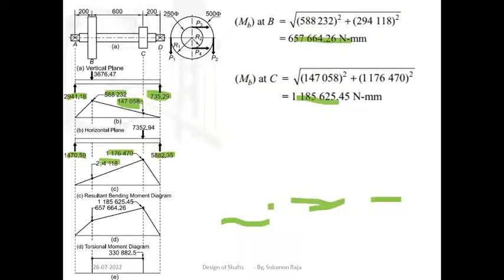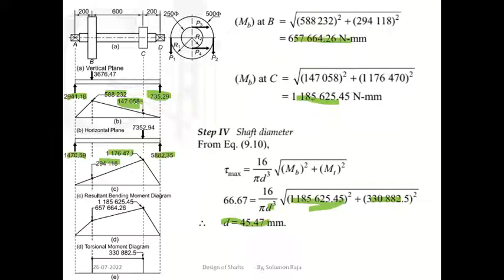Now bending moment at B will be equal to these 588 and 294. Bending moment at C, 147 and 1176. Find the resultant value. Take the maximum value. 1185. That is the maximum value. And substitute in the formula. That's all. Thank you.